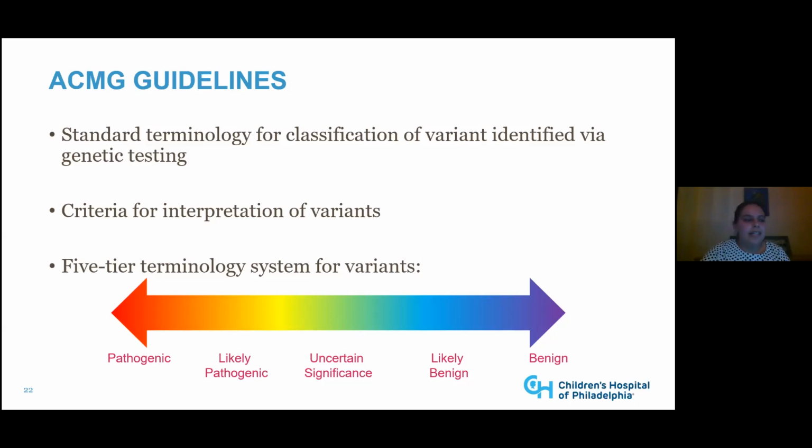And then likely benign and benign are changes that are not reported when you actually look at your report, because it means that they don't have any implications for someone's health. So this is the idea. They have this 5-tier terminology that all labs should be using.